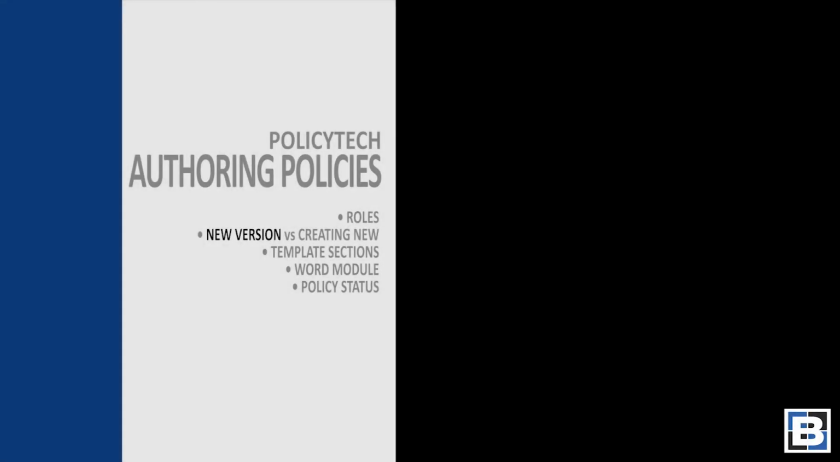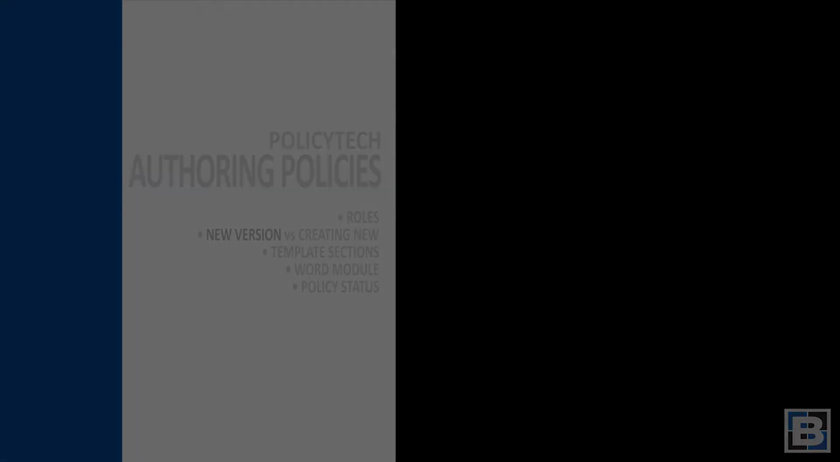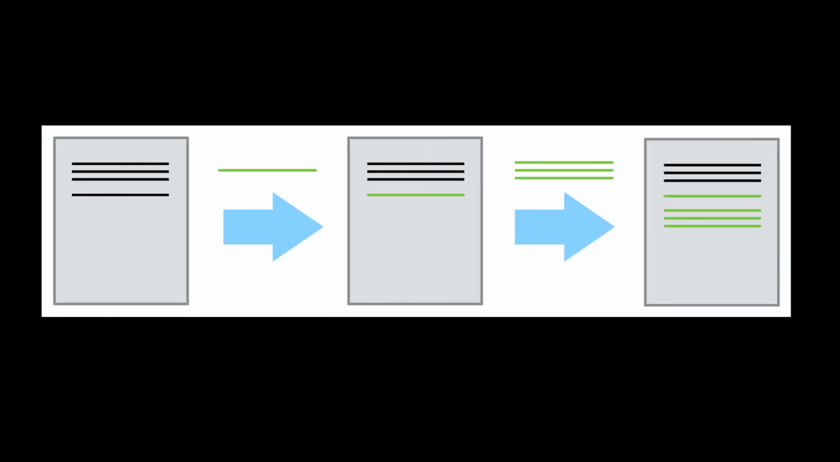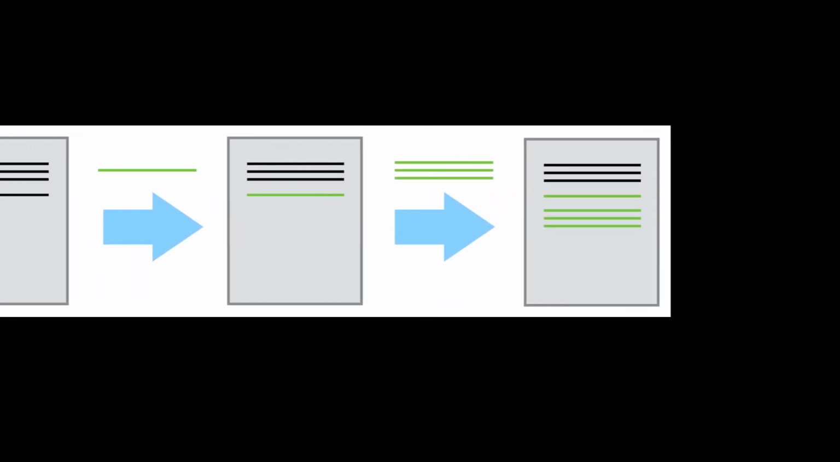Making a new version of an existing policy. Versioning is a great feature of PolicyTech because it allows you to keep the existing properties of a document and forces the old version to be archived when the new version is published.